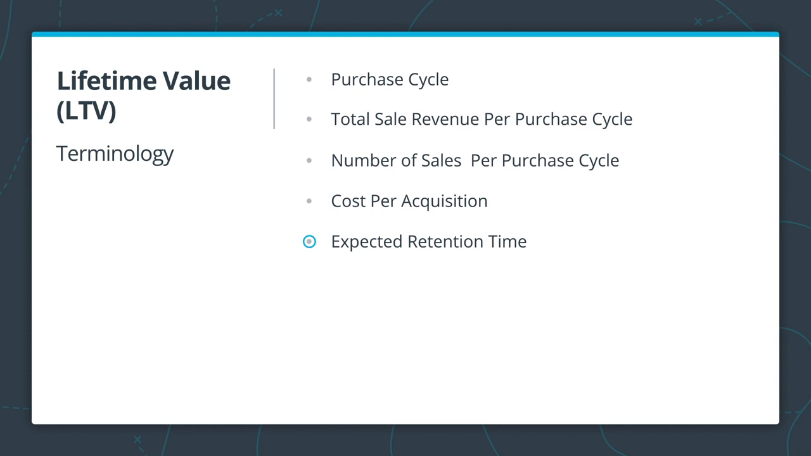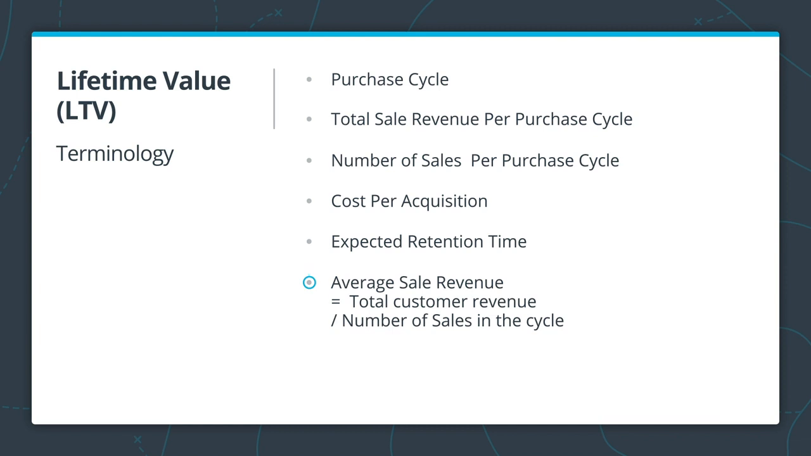Next, we have expectation retention time. This is the amount of time you expect to retain the customer. This is measured in terms of purchase cycles, what we covered right at the top of this list. So if we expect a customer to be retained for a year, given a 2-week purchase cycle, then we have an ERT of about 26.